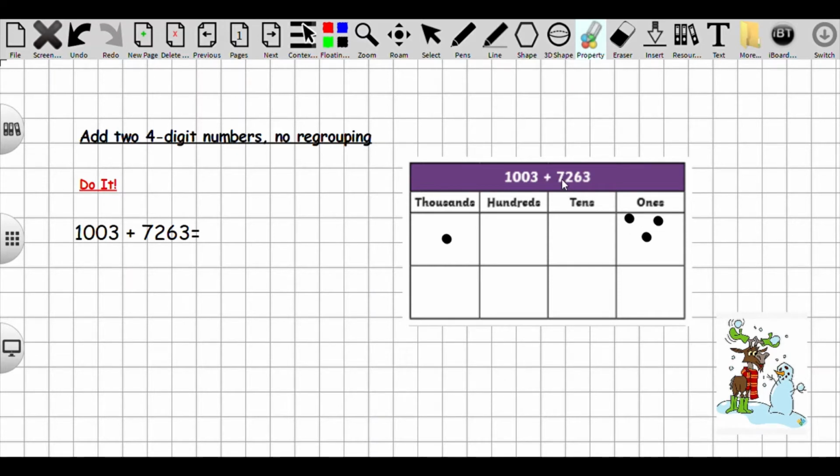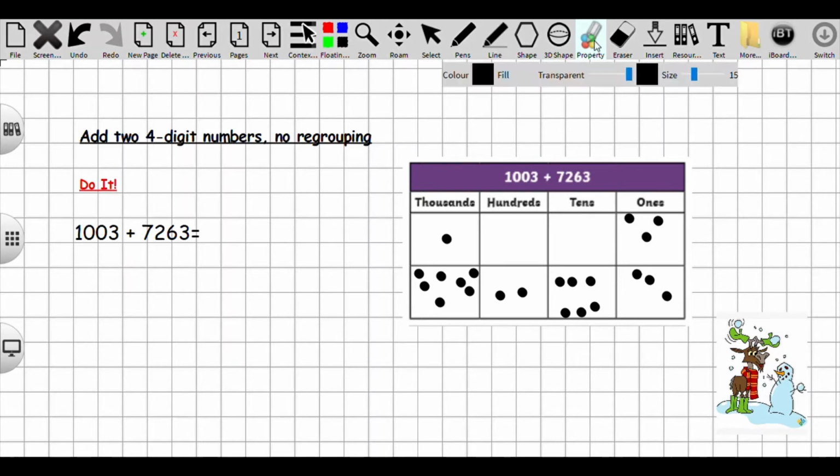Now, second number, 7,000. How many in here then? 7. 1, 2, 3, 4, 5, 6, 7. Any hundreds? Yes, 2. Any tens? Yep, 6. 3, 4, 5, 6. Any ones? Yes, there's 3. 1, 2, 3. Okay, nice and simple there.